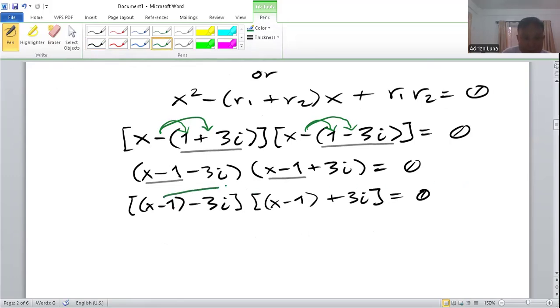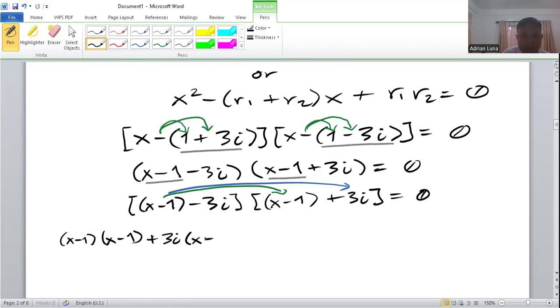First terms, the quantity of x minus 1 times the quantity of x minus 1. That would be x minus 1 times the quantity of x minus 1, followed by the outer terms. Ano yung outer terms? Si x minus 1 to be multiplied kay positive 3i. So, magiging positive 3i times the quantity of x minus 1. Then, yung inner terms, ito, negative 3i times the quantity of x minus 1.